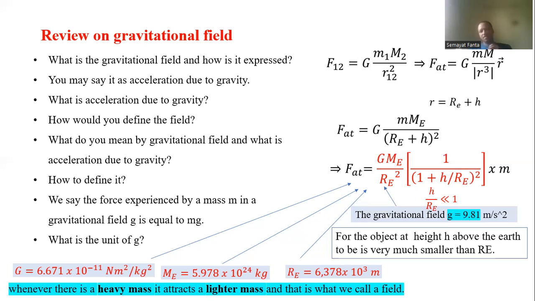That is exactly at the center of Earth, but it has a chance to vary. If you take this general formula, as H increases, the gravitational acceleration decreases.